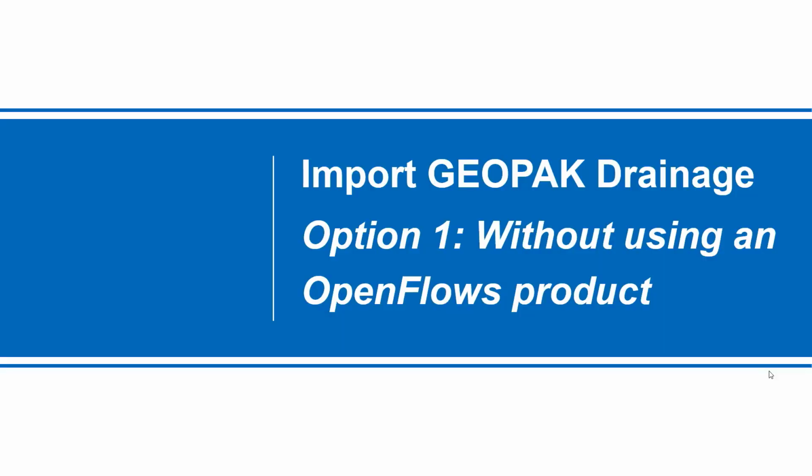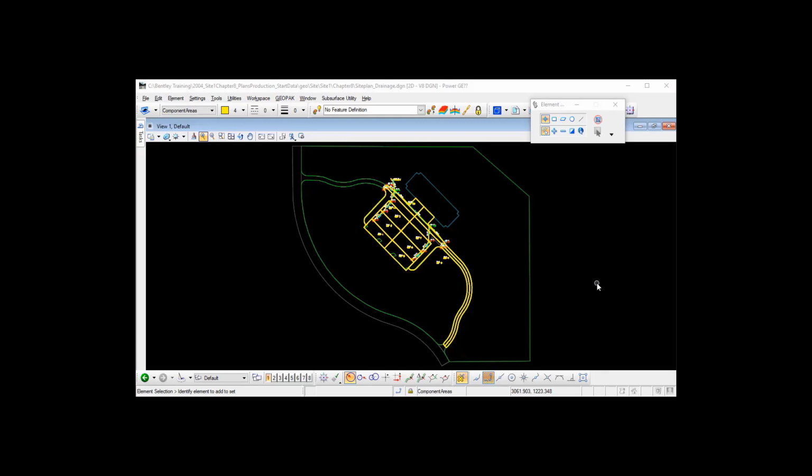The final piece of information that we'll want to migrate forward is our drainage. To do this, we have two options. The first option will be without using an OpenFlows product. This is the GEOPAK drainage data that I want to import into a Connect Edition civil product.